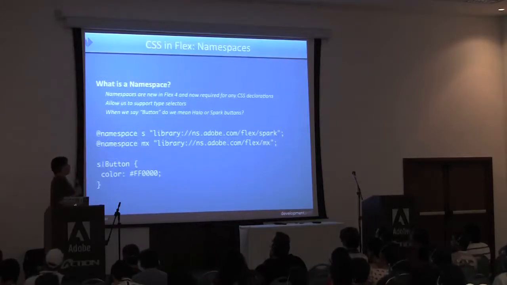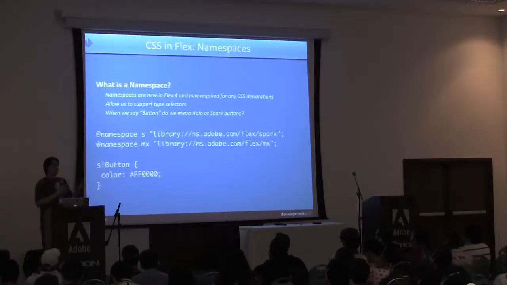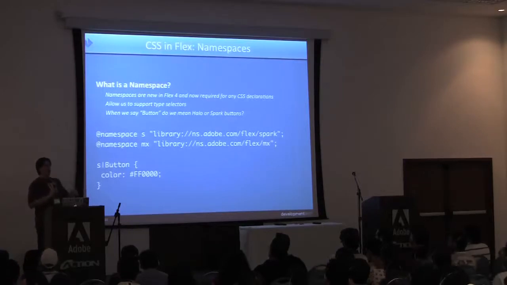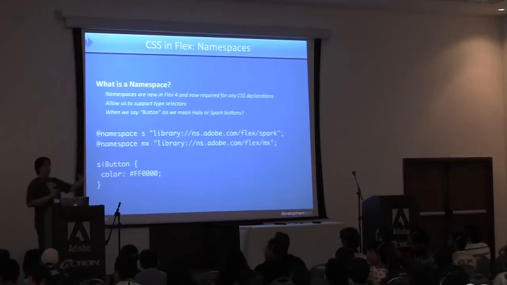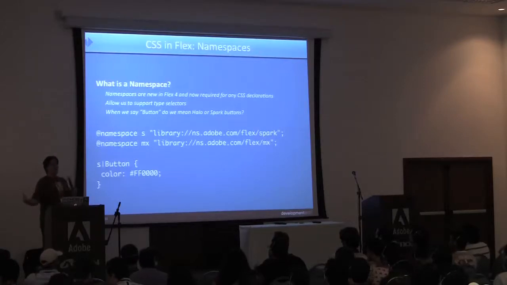Another big thing they've introduced with Flex 4 is namespaces in CSS. So what happens, because they're rebuilding all the components, we now have right out of the box 2 buttons. We have the Halo MX button and we have the Spark button. So we need a way of declaring which one are we pointing to in our code, because the compiler doesn't know. When I say button, which one do you mean? Do you mean the Spark button? Do you mean the Halo button? And there's no way of saying I want this to be all buttons, right?